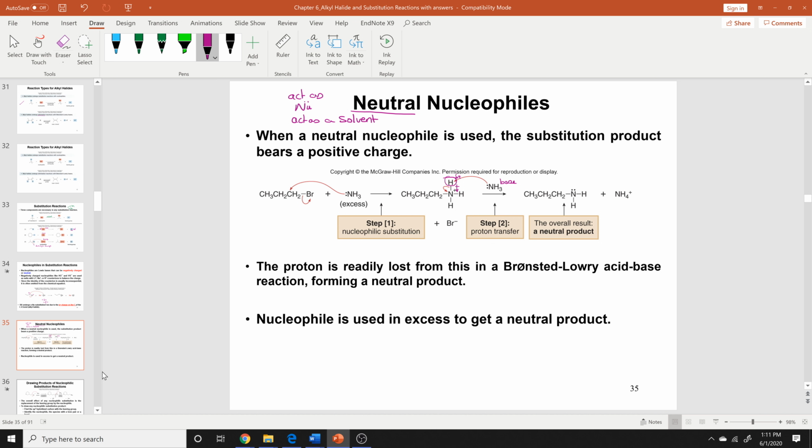So this is the additional step 2, which is a proton transfer that is always a must whenever you use a neutral nucleophile, because you're going to end up having a positive product. So you're going to make it neutral, so you would need to use another mole of the nucleophile that acts now as a base to deprotonate to make your neutral product.